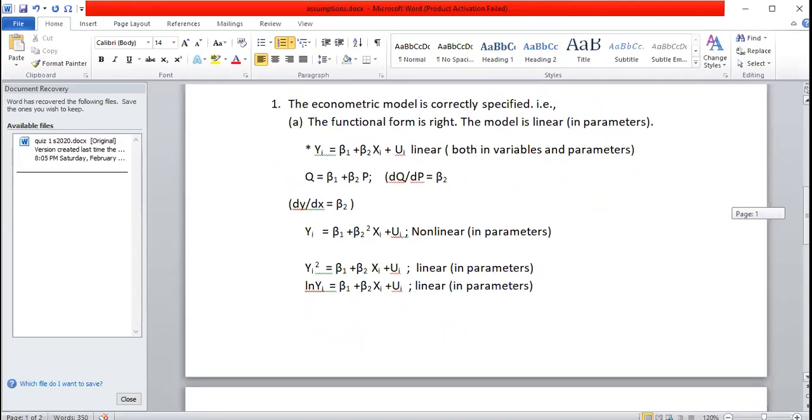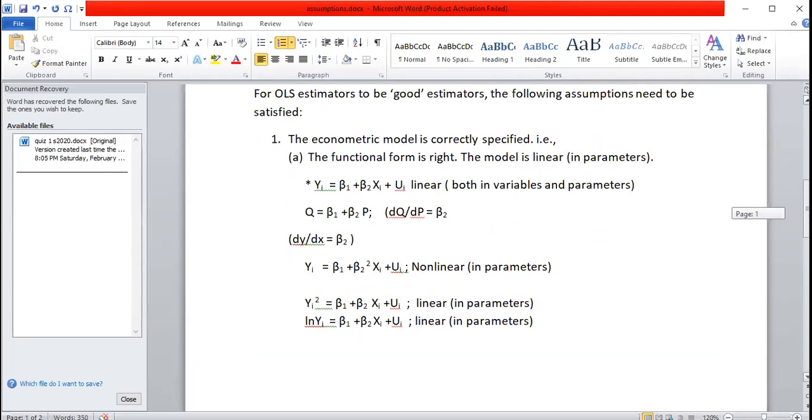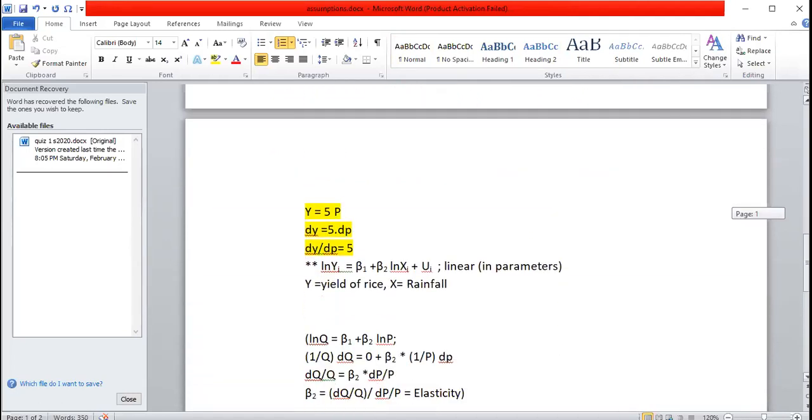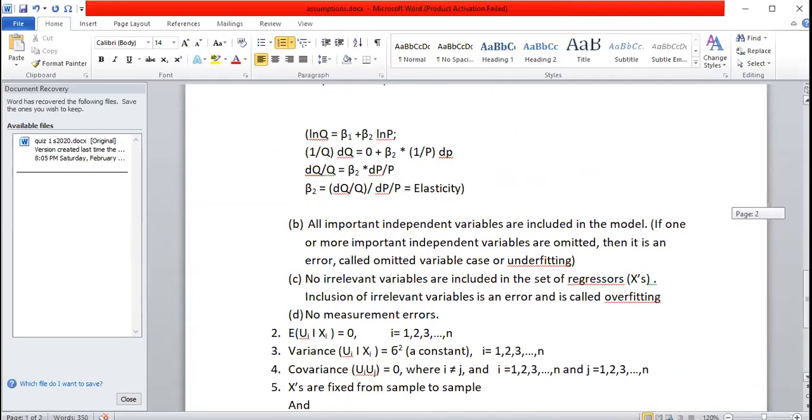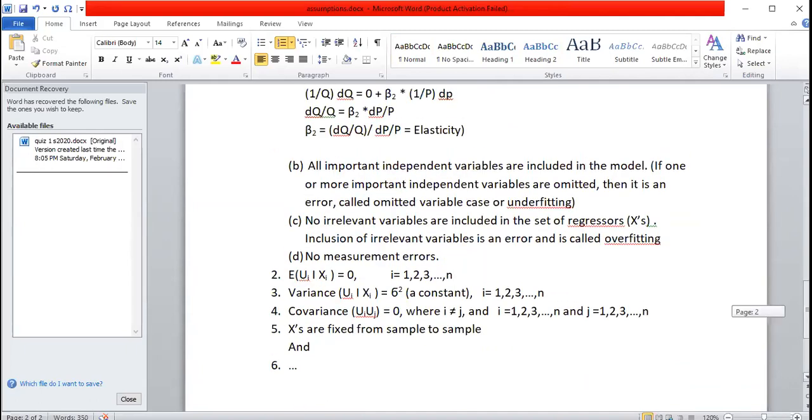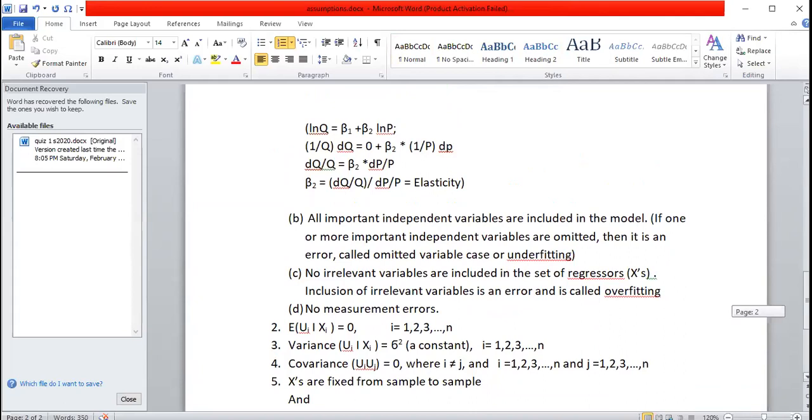Anyways, I'll not go deep in there. You learn as you go. So the model has to be correctly specified, meaning the functional form is linear in parameter. And there are different types of models linear in parameters, and their interpretation of the parameters are also different.